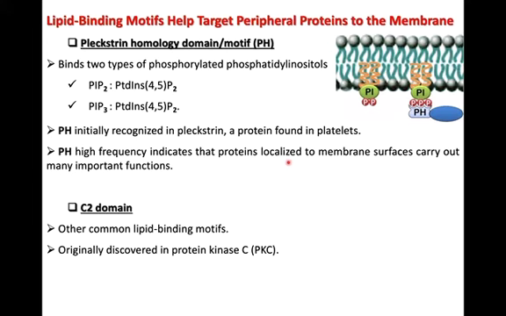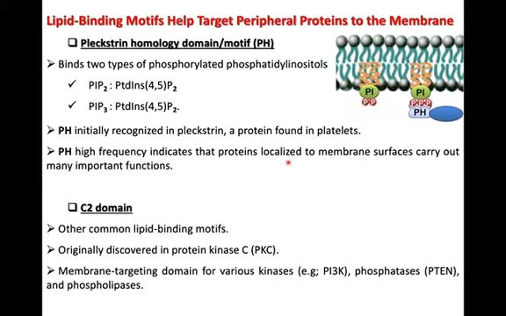What about the C2 domain? It's another type of domain, and it is a common lipid binding motif, originally discovered in a kinase called protein kinase C, PKC. These are membrane targeting domains for various kinases like PI3 kinase, phosphatases like PTEN, and phospholipases.